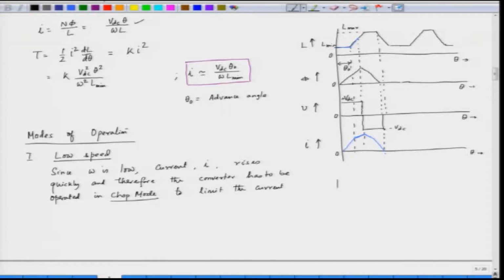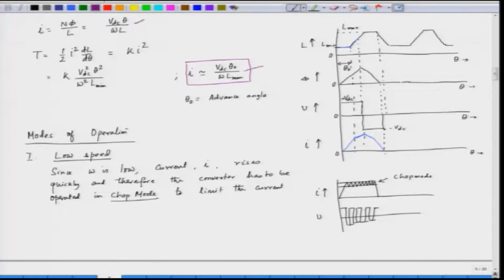So, what we do here is that the current rises very quickly. So, we have to limit it within a band, that is called chop mode. So, this is the chop mode. We have the current which is rising very fast. So, the voltage is repeatedly applied and removed, so that the current operates within the chop mode. So, it is basically contained within a band.